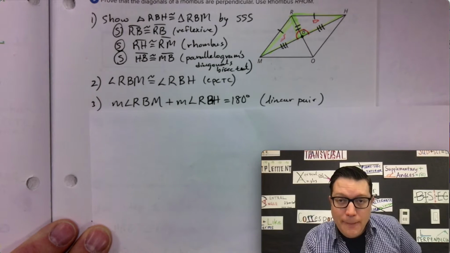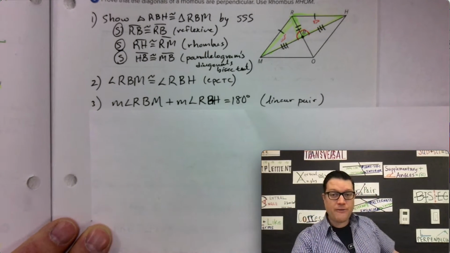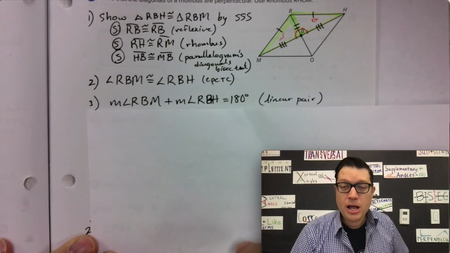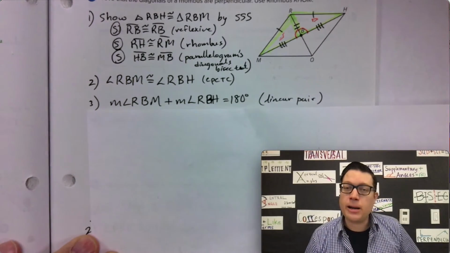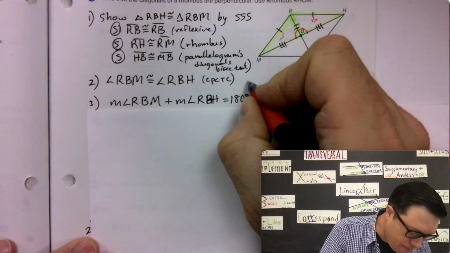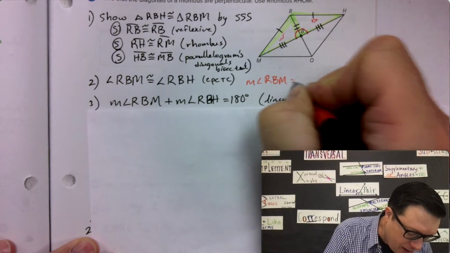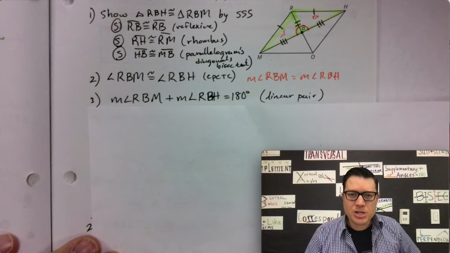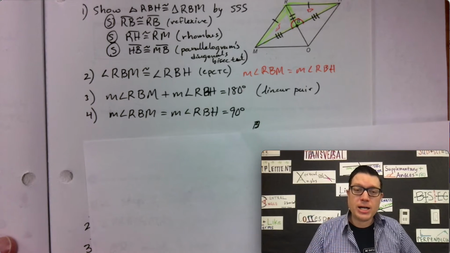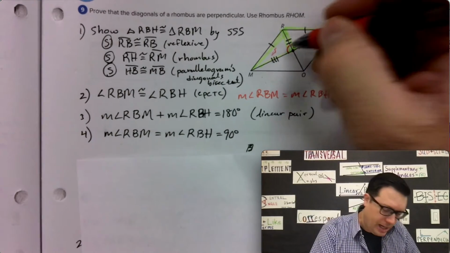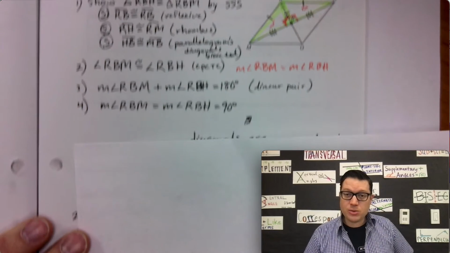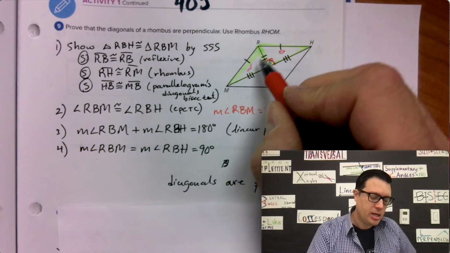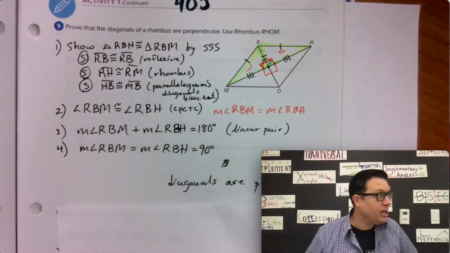Well, because they coincide, they are adjacent, they form a linear pair, and linear pairs are supplementary. That tells us their angle measures have to add up to 180, but they're equal. The measure of angle RBM equals the measure of angle RBH by definition of congruent angles. So therefore, we get to swap it out and do some subtraction, and it turns out that they are 90 degrees. So what does that tell us? Well, it tells us the diagonals are perpendicular, because when those diagonals cross, they end up creating 90-degree angles.